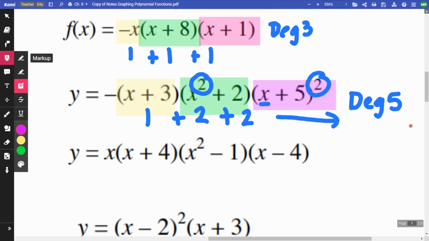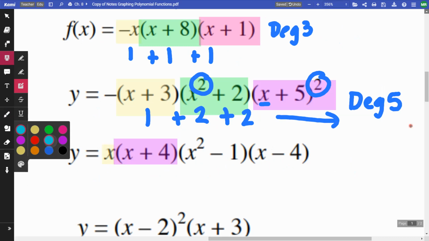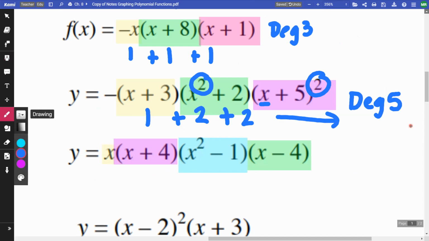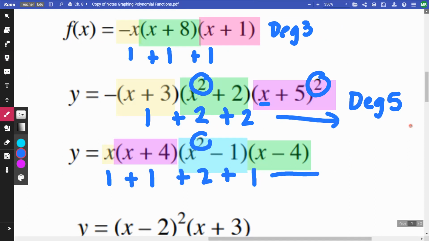Okay, the next one, we've got 1, 2, 3, 4 different factors here. So this one's going to be 1. This one's going to be 1. The next one, because of that squared here, is going to be 2. And the last one's going to be 1. So this is going to be degree 5 also.